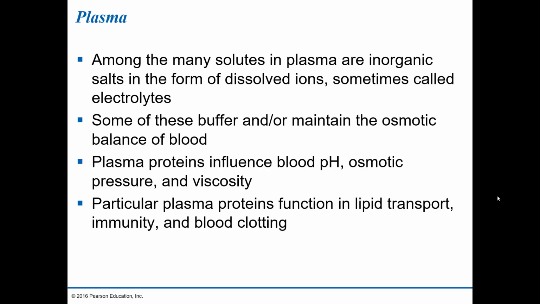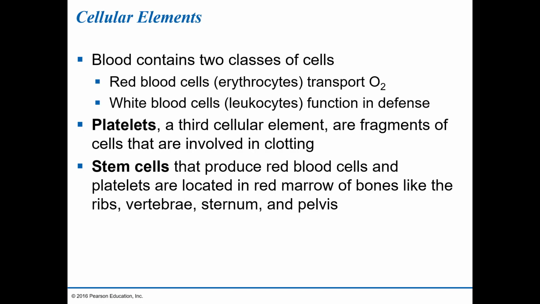So among the many things that are in the plasma, we have salts, dissolved ions, electrolytes, right? Some of these buffer or maintain the osmotic balance of the blood, so that it's not too salty, or there's not too much water, or whatever the case may be. Plasma protein influences the blood pH, the osmotic pressure, and viscosity. So plasma is pretty important. I would know its functions and why it's there and what it does. Certain plasma proteins also allow for some fat transport, also immunity, and quite a bit of blood clotting.